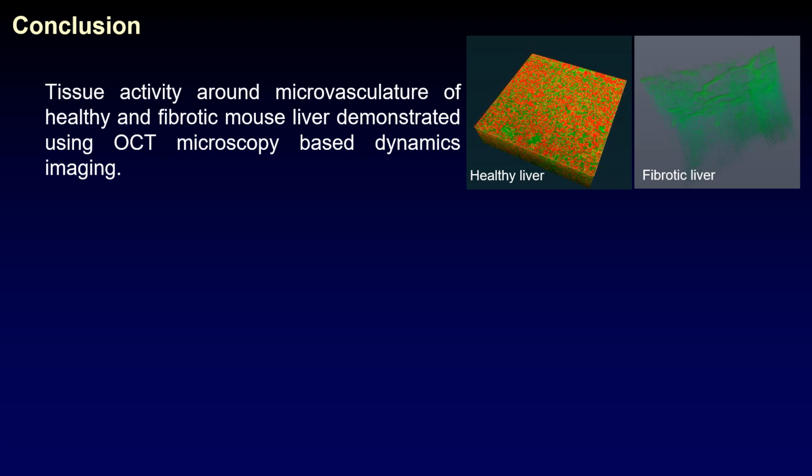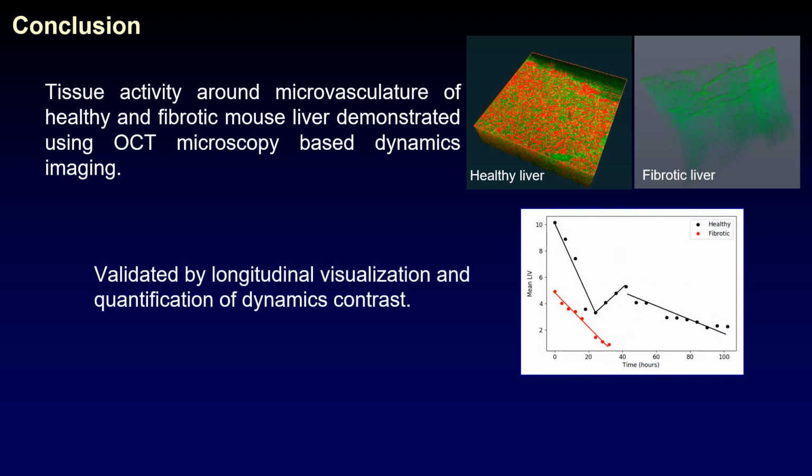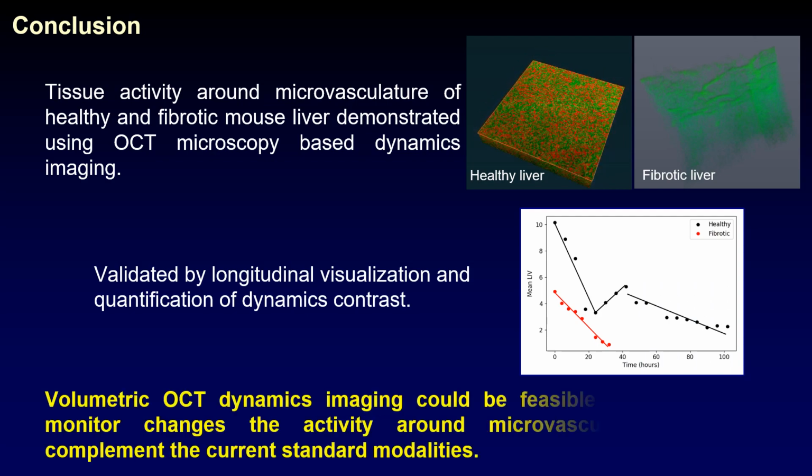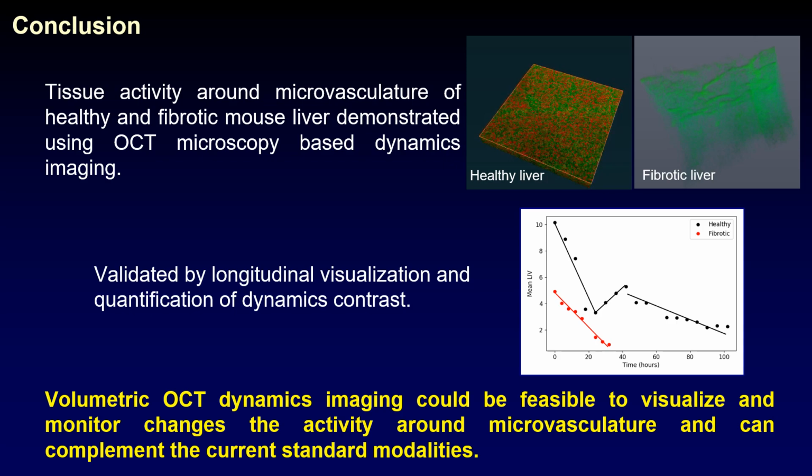Let me now conclude my talk. We demonstrate tissue activity around liver microvasculature using an OCT microscopy based dynamics imaging method, and it was validated by longitudinal visualization and quantification. As a conclusion, volumetric dynamics imaging based on OCT could be feasible to visualize and monitor changes in activity around microvasculature of mouse liver and can complement the current standard modalities.